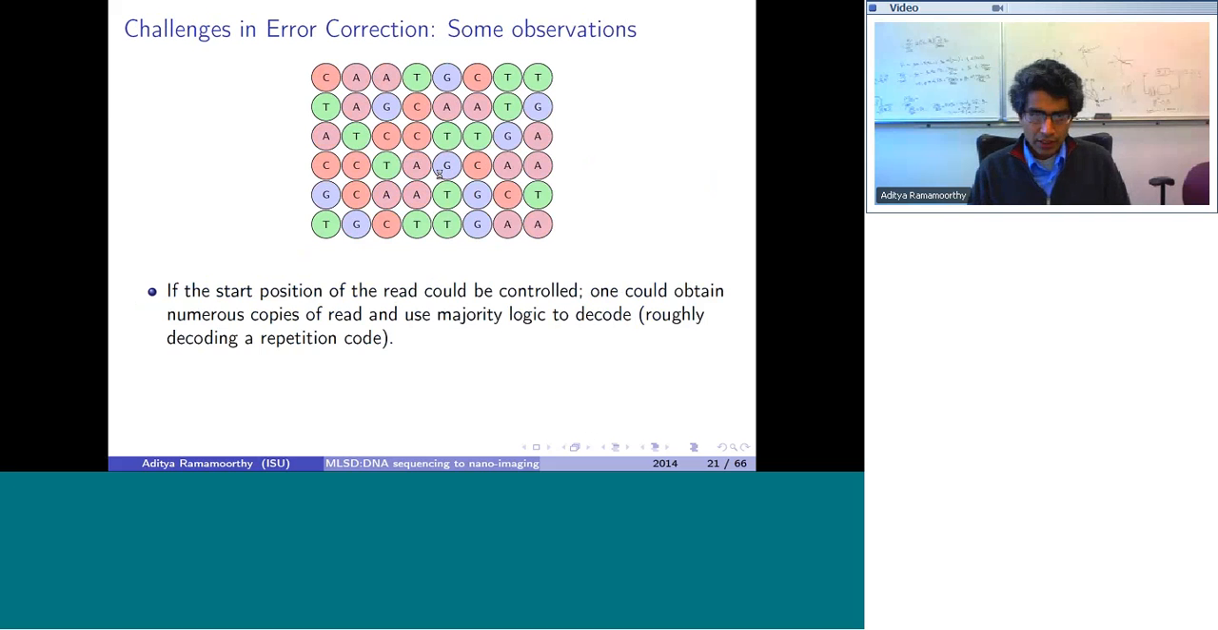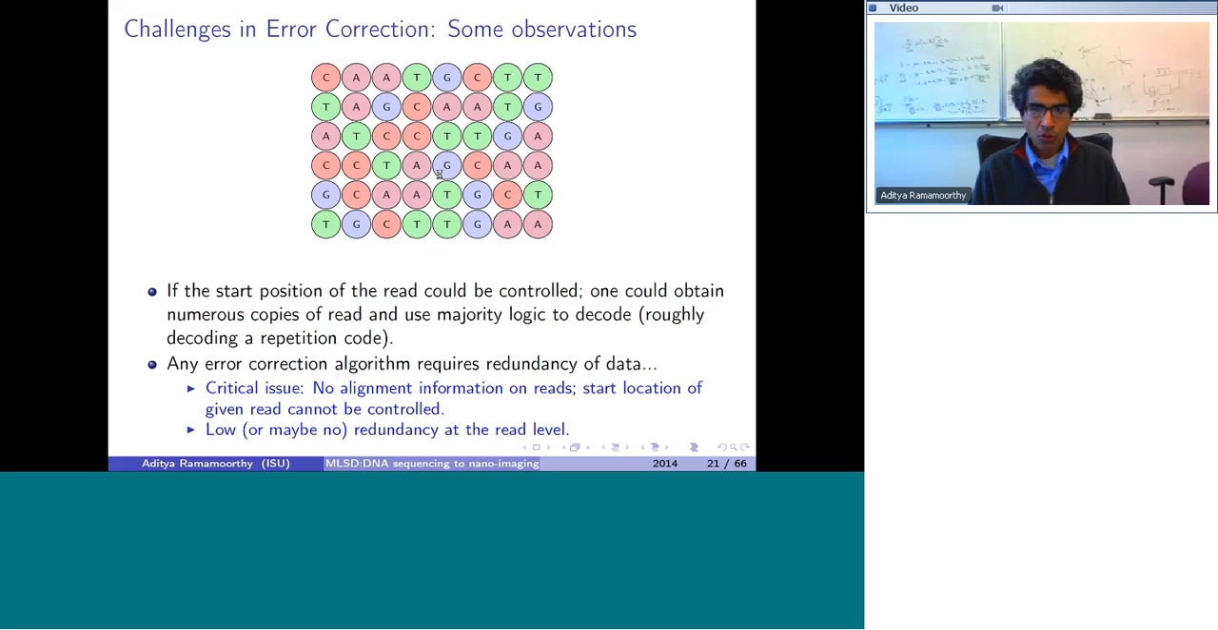Now just to emphasize, if you knew the picture that you had before, or if you could tell the sequencer to go ahead and sequence the genome from this particular position to another position a number of times, then you could obtain numerous copies of the read and you could use majority logic to decode. So this would be roughly decoding a repetition code. But as you can see, you don't have that luxury here.